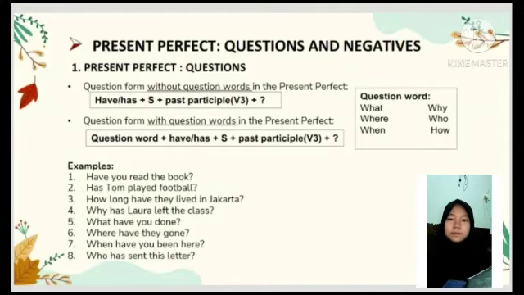1. Present perfect questions. There are 2 kinds of question form. First, question form without question word in the present perfect tense. And the form is have or has plus subject plus verb 3. And the second is question form with question words in the present perfect. And the form is question words plus have or has plus subject plus verb 3.